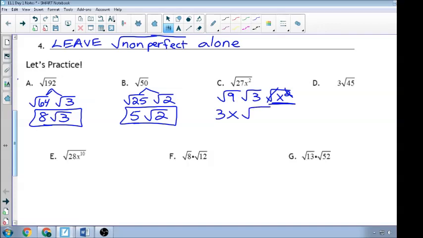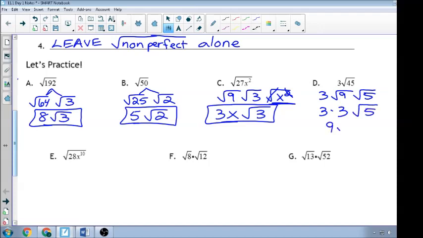Finally, I'm going to go ahead and leave the square root of 3 alone, and that's my answer. On to D. Again, we need to break up that square root of 45 into a perfect square and a not perfect square. So I'm going to leave the 3 out front for now. I'm going to take the square root of 9 and the square root of 5. Okay. Again, I'm going to leave the 3 out front, and that's going to multiply by the answer of the square root of 9, which is also 3. The root 5 is going to be left alone. So 3 times 3 is 9, root 5. And we are done.